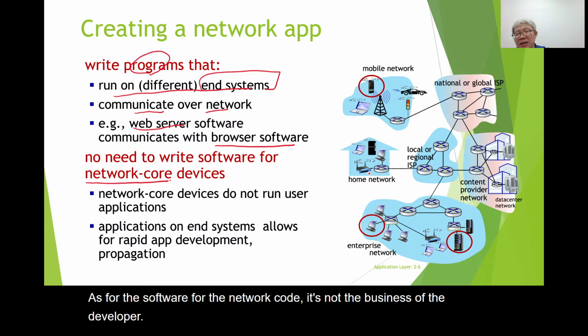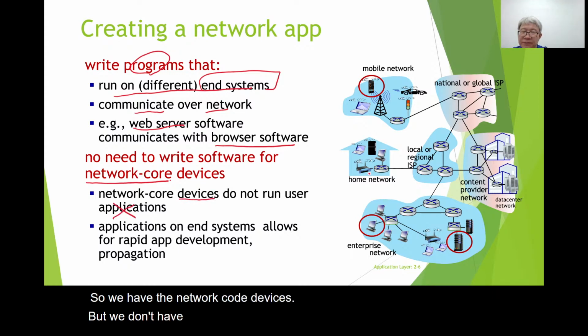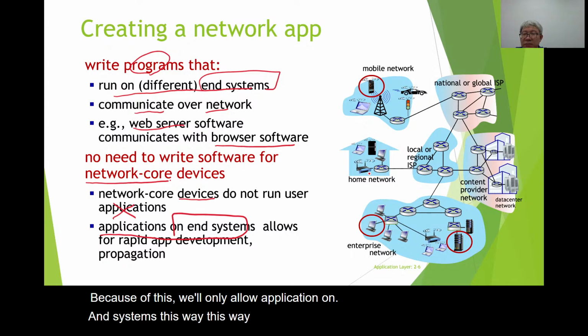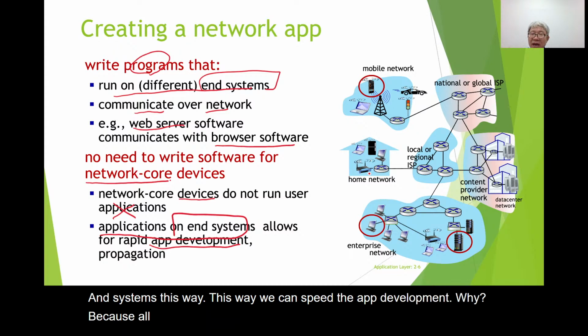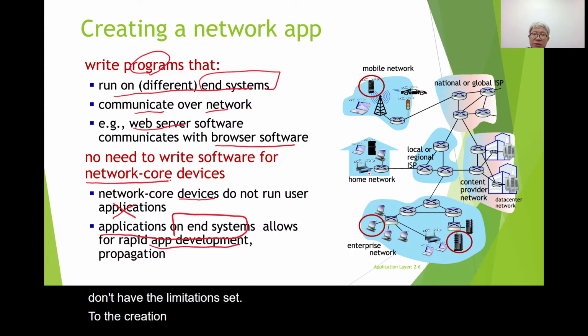Well, so we have network core devices, but we don't have applications on them. Because of this, we only allow applications on end systems. This way, we can speed up app development. Why? Because every end system can develop its own application, so we don't have limitations on the creation of a network app. So that's why we can have rapid app development.